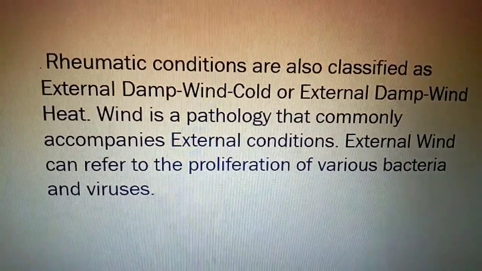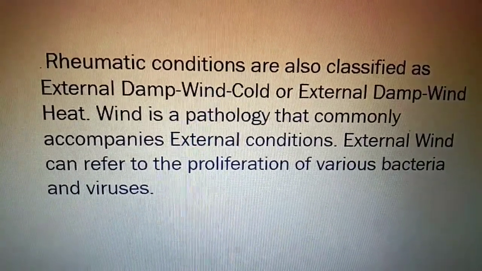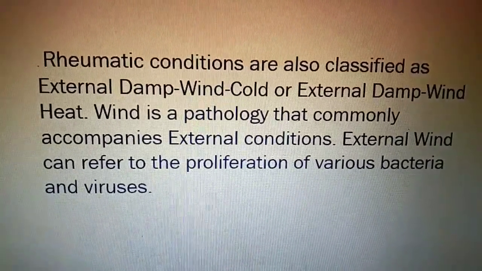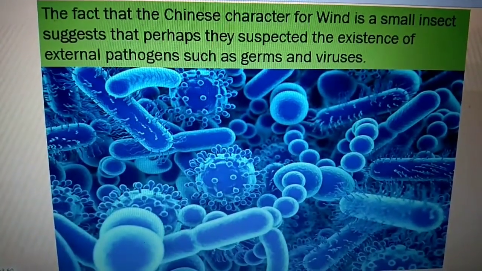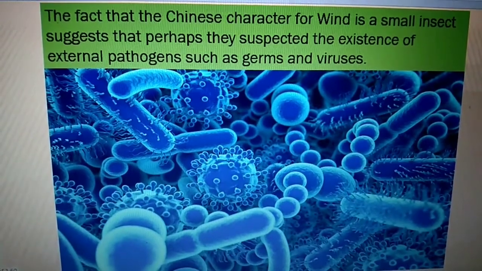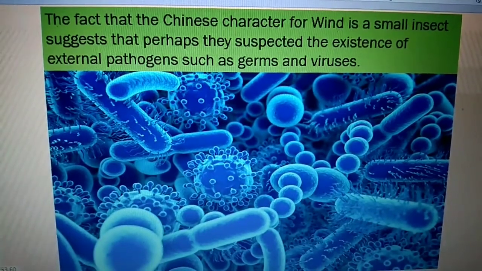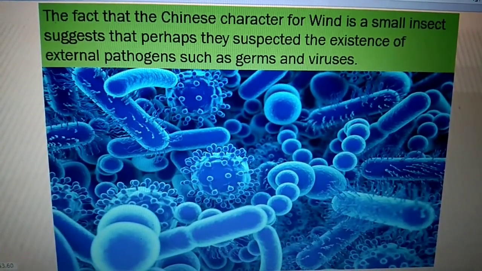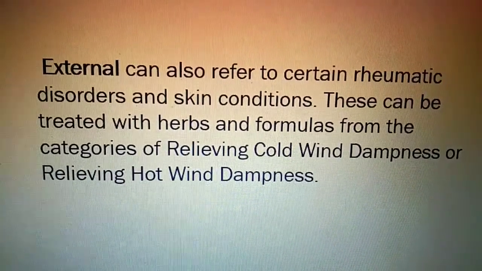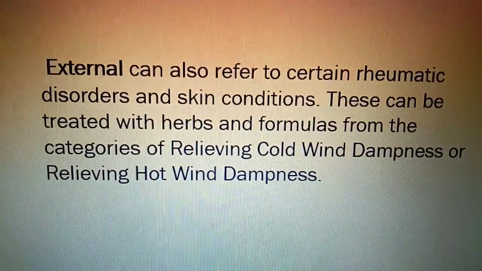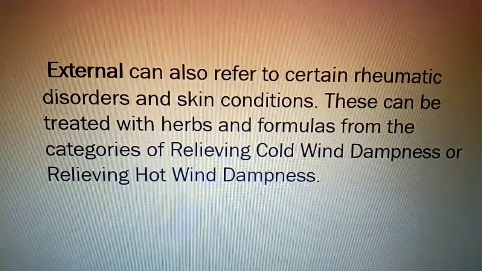Wind is a pathology that commonly accompanies external conditions. External wind can refer to the proliferation of various bacteria and viruses. The fact that the Chinese character for wind contains a small insect suggests that perhaps they suspected the existence of external pathogens such as germs and viruses. External wind can also refer to certain rheumatic disorders and skin conditions.